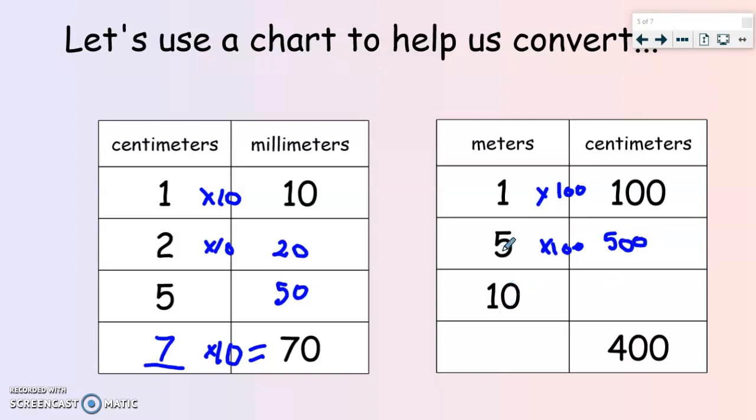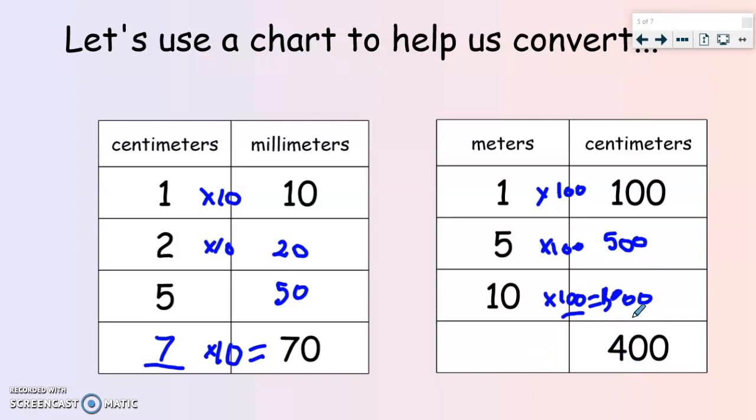How about 10? If I had 10 meters, how many centimeters would that be? Right, so remember, when we are multiplying, you can just think of it as 10 times 1, which is 10. And then you would just have to carry over those extra zeros. So that would be 1,000, right? So 10 times 100 equals 1,000.